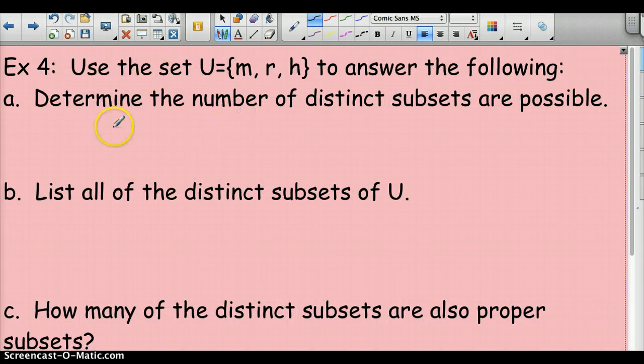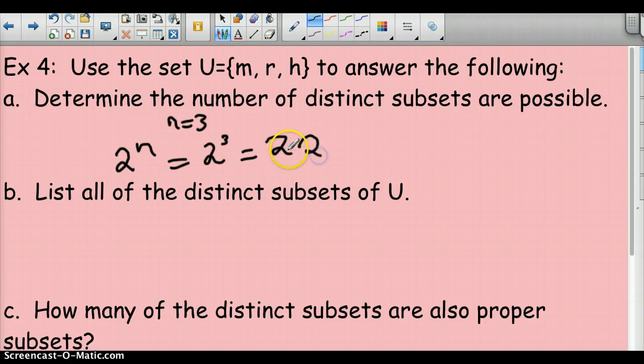Now the first question that's being asked from this first example is the number of distinct subsets that are possible from this set. Well, as I look, there are a total of 3 elements here. So n is 3 in this case. And our formula was 2 to the nth power. Well, if n is 3, there will be 2 to the third power distinct subsets that can be produced. Now don't call it 6, because 2 to the third power is 2 times 2 times 2. And since 2 times 2 is 4, and 4 times 2 is 8, there are a total of 8 distinct subsets of this set.